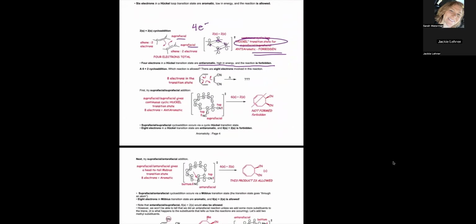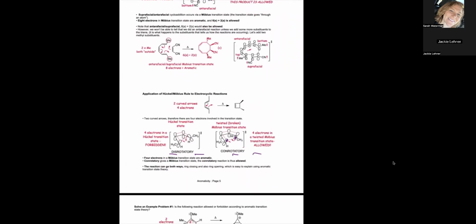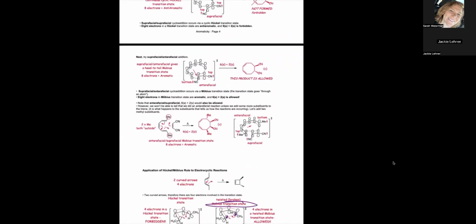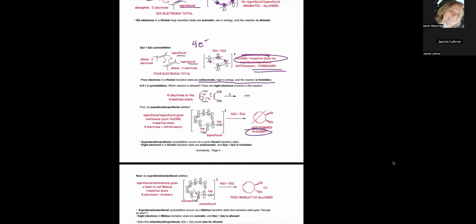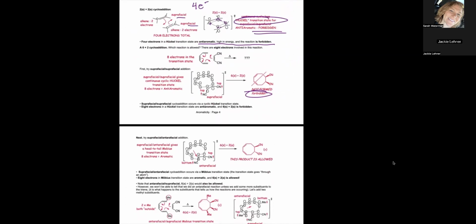But why can't it happen with the Mobius? It can. It will. You'll see, we'll get there. Patience, my friend. So again, this is an 8 electron system, a 4n, forbidden. We're specifically talking about the Huckels right now. That's where we're starting.